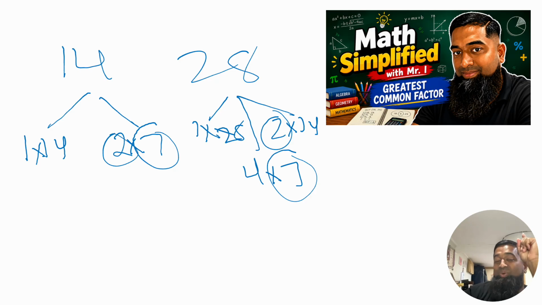But that's not it. Look what's even more crazy. We got a 14 and a 14. That's crazy, right? So you have the greatest common factor as being 14. 14 is the number itself. You times it by 2 and you get 28. So the greatest common factor is 14.